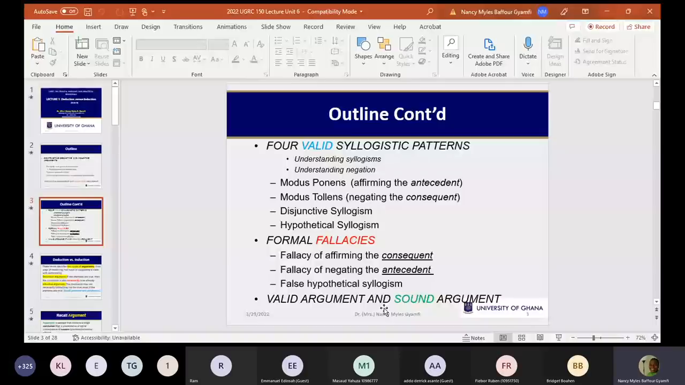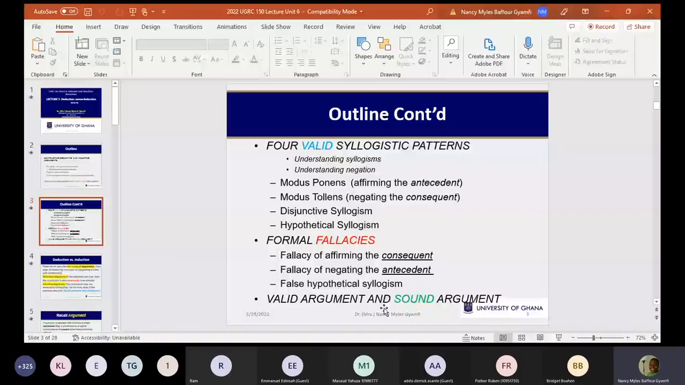Modus tollens, disjunctive syllogism, then hypothetical syllogism. There are four of them that your book wants you to learn. Not that there are only four, there are more. But your book gives you only four. Study the textbook, friends.